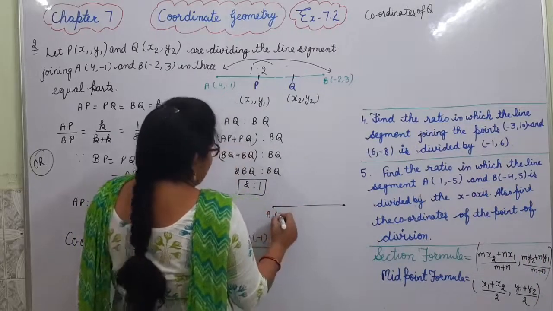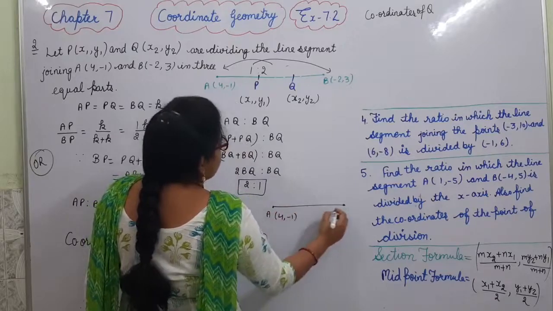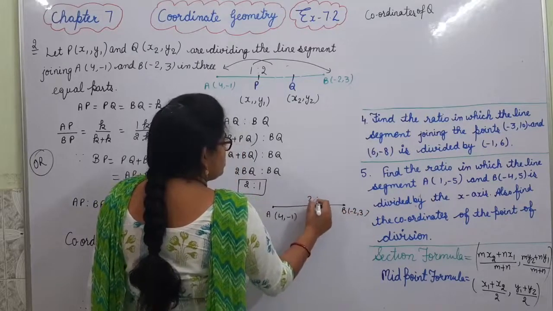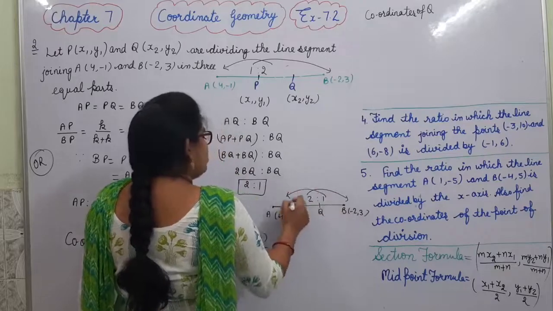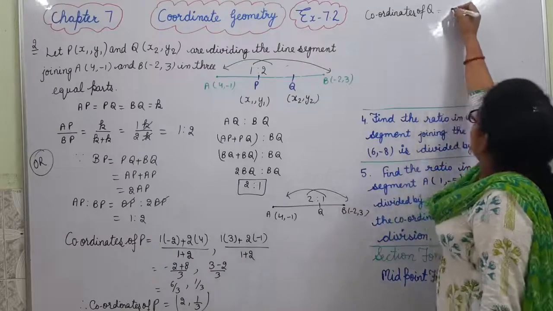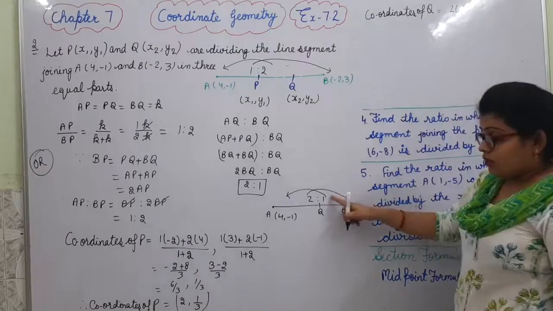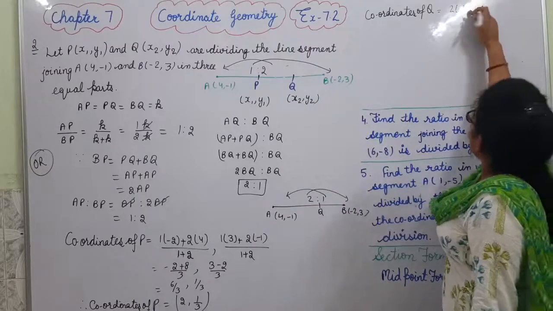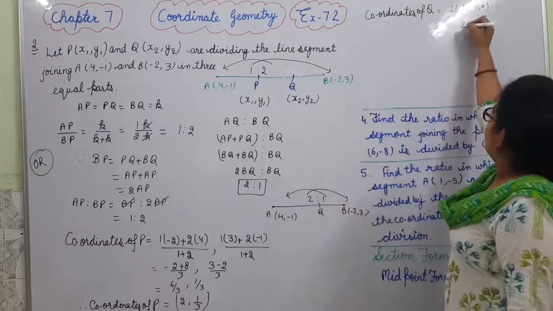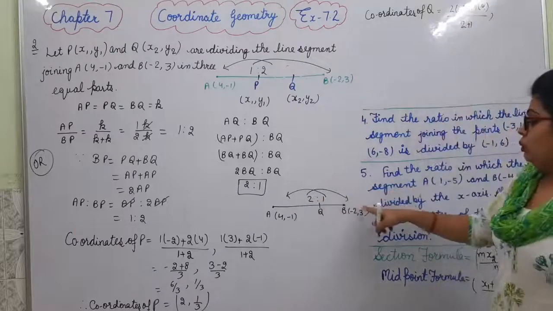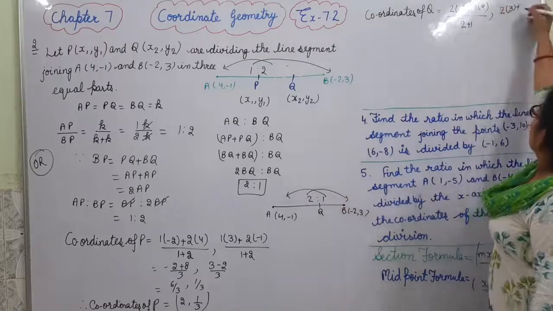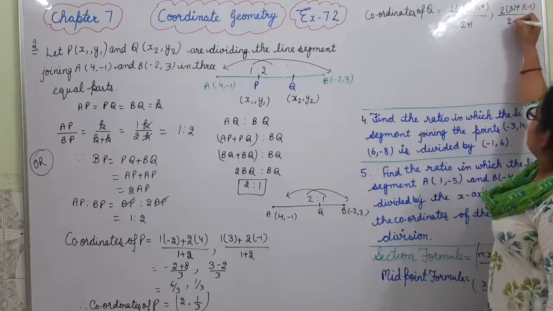Separate diagram. A (4, -1), B (-2, 3), Q is there, and this ratio is 2:1. Now for finding the coordinates of Q, what we will do? 2 into -2 plus 1 multiplied by 4, divided by 2 plus 1, comma, 2 into 3 plus 1 into -1, divided by 2 plus 1.